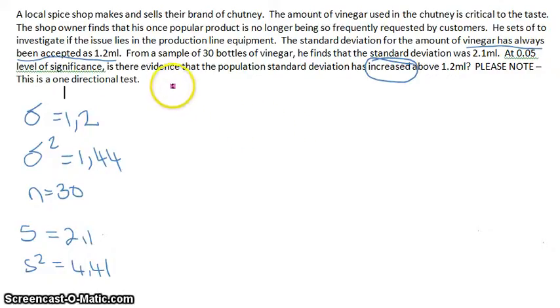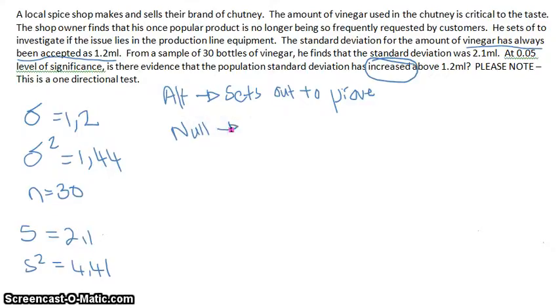And remember what I said about your alternate hypothesis. Your alternate hypothesis always sets out to prove. It always sets out to prove. Basically, your claim, so your null is what your claim believes. Or basically, it is the belief that the claim is stated on. What is believed?